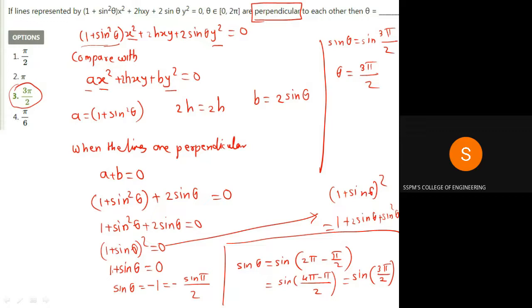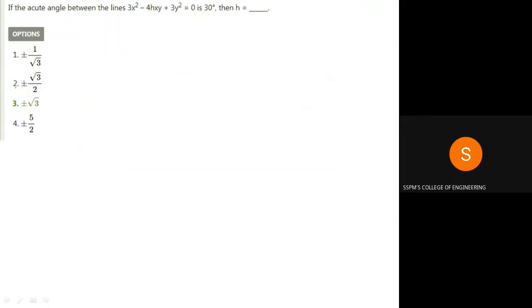Now we'll solve the next example. What is given in the example? If the acute angle between the lines 3x square minus 4hxy plus 3y square is equal to 0 is 30 degrees. What is given here? An equation of a pair of lines is given. This is the combined equation. And the acute angle is given. What is the acute angle? It is 30 degrees.